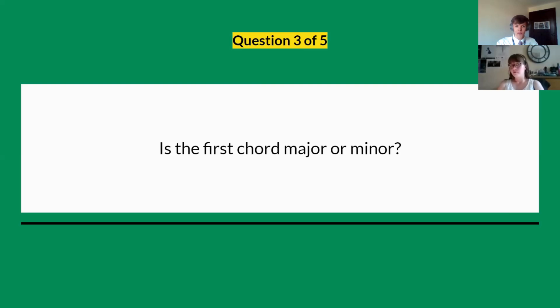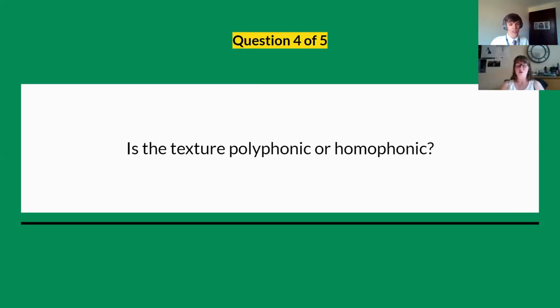Question number 3, is the first chord major or minor? Question number 4 is a question about texture. We've got 2 terms here on the screen. There's polyphonic, which means the parts are moving at different times and each voice has to do something completely different to everyone else. And homophonic, which means all the parts are moving at exactly the same time or nearly the same. So listen again and think, is everyone moving at the same time or are they not?